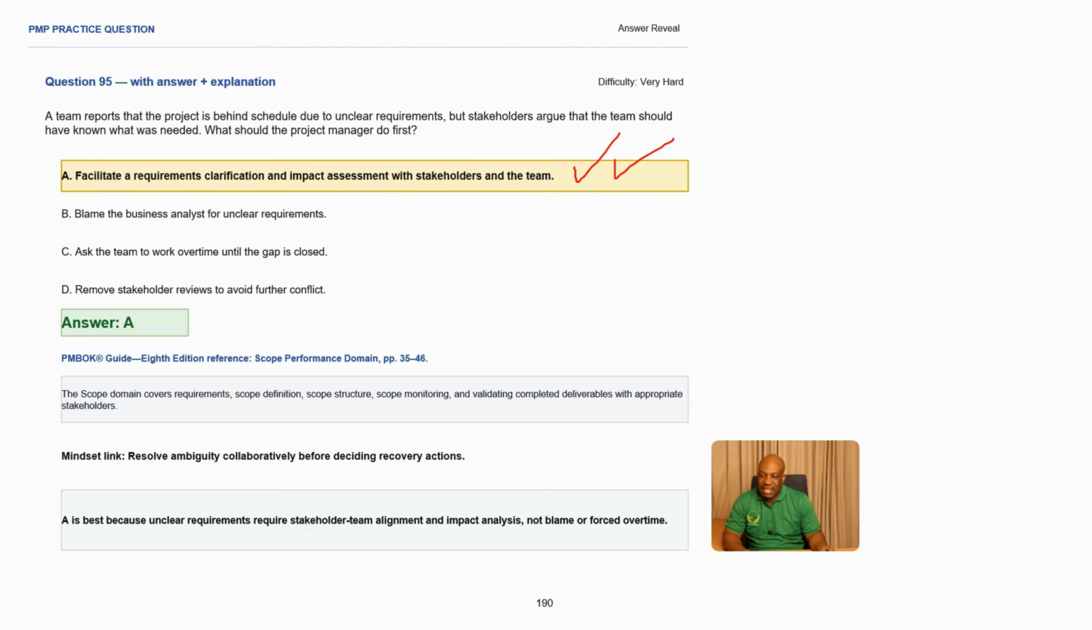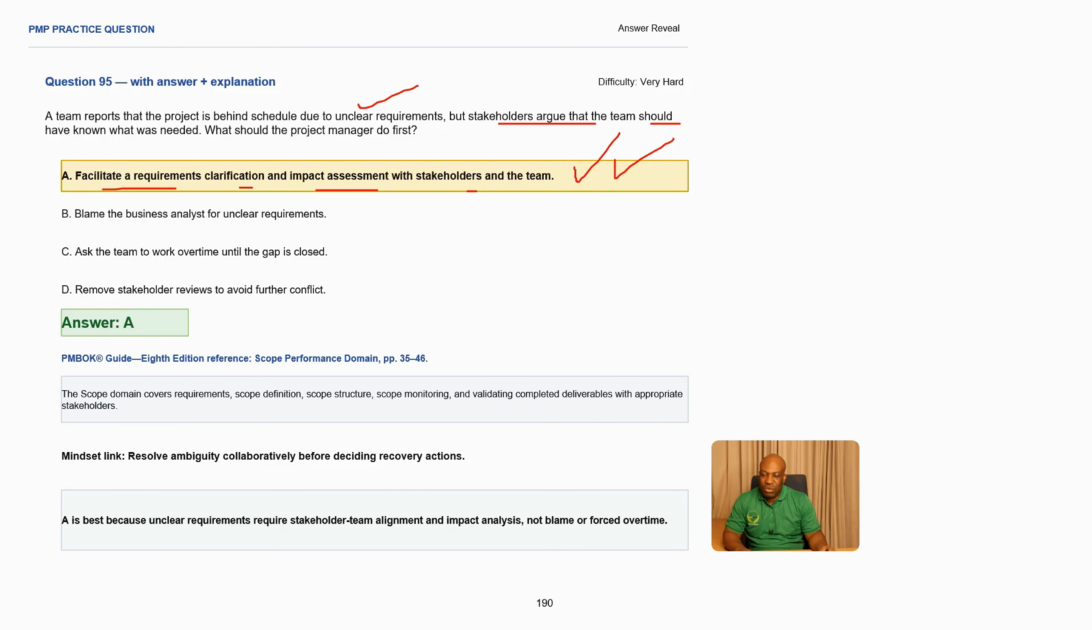You need to facilitate a requirements clarification and impact assessment with stakeholders and the team. So remember, the stakeholders are arguing that you should have known this. So we need to facilitate the requirements clarification instead of stakeholders saying you should have known it, and instead of the team saying it's unclear. So we need to facilitate the requirements clarification session and do an impact assessment with stakeholders and the team so that we can move forward on this particular item.